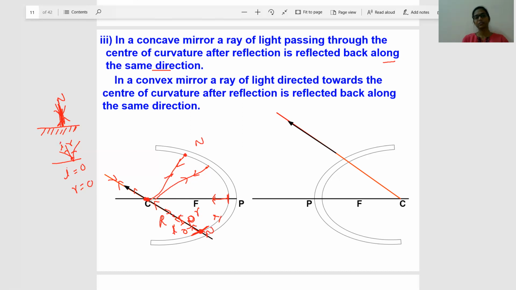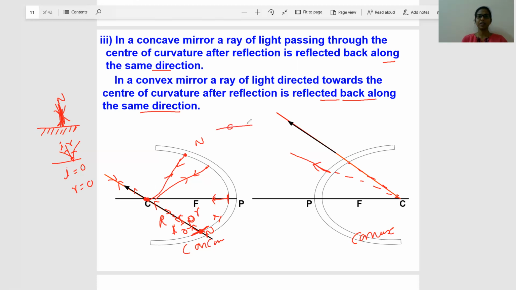This is in the concave mirror. In case of a convex mirror, what will happen? It appears to be coming from C, so it will be incident in this direction and go along the same path, appearing to come from C. In a convex mirror, a ray of light directed towards the center of curvature, after reflection, is reflected back along the same direction. Is it clear, children? Any ray which is passing through C comes back in the same direction.